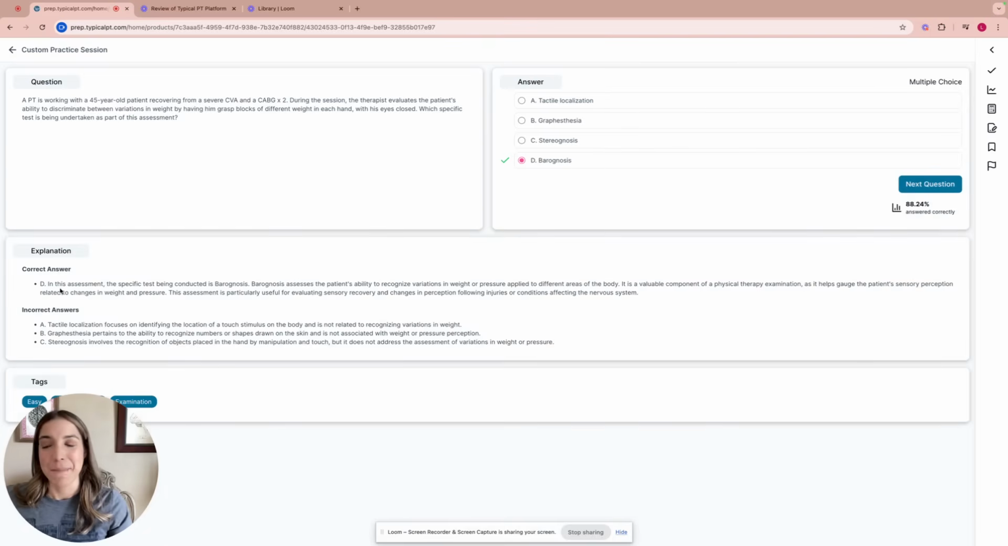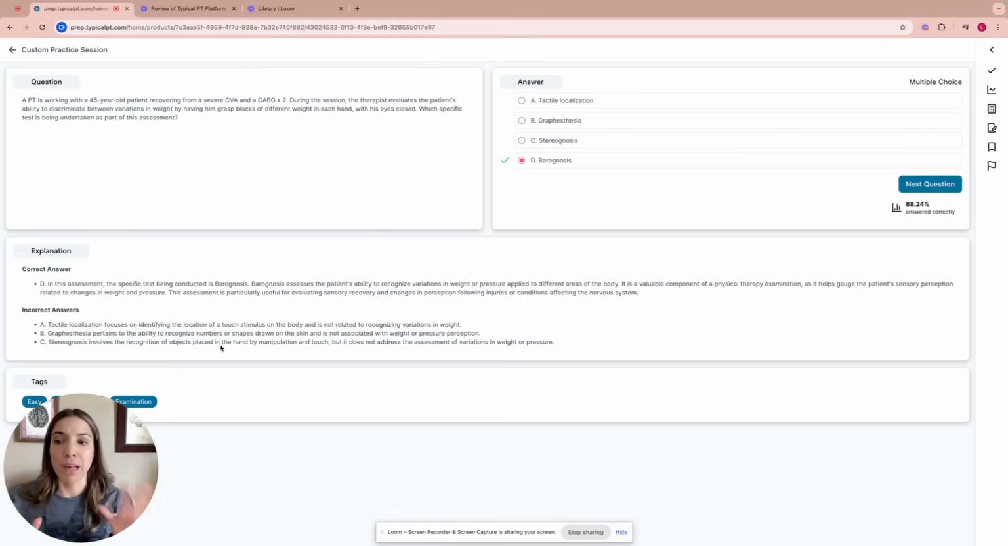So D, baragnosis. The specific test that the PT is performing is the test for baragnosis. This is assessing the ability to recognize variations in weight or pressure applied to different areas of the body. Now, A, tactile localization, is not the one because this is identifying the location of a touch stimulus. B, graphesthesia, like I said, is recognizing numbers or letters drawn on the skin. And C, stereognosis involves recognition of objects placed in the hand, which you manipulate and recognize.